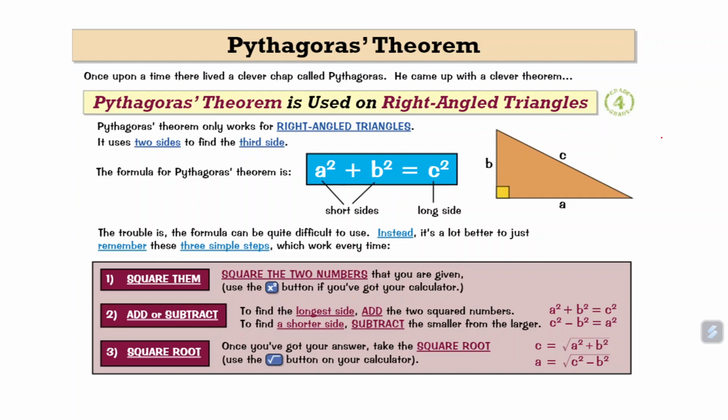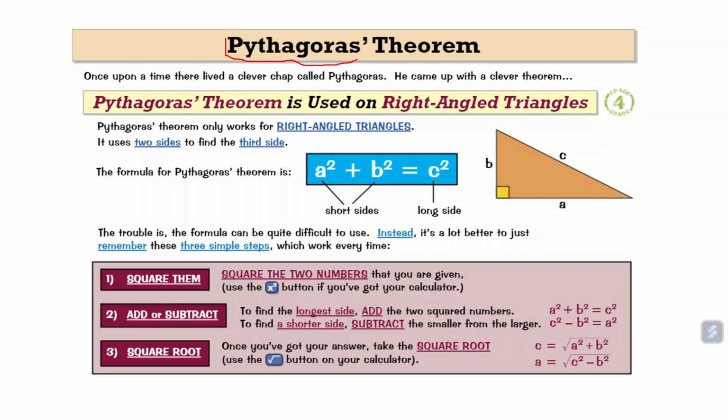Today, we'll be talking about Pythagoras theorem. As we can see from the slide, there is a lot of information to assimilate here. But for a quick summary, first things first, we'll say Pythagoras theorem.